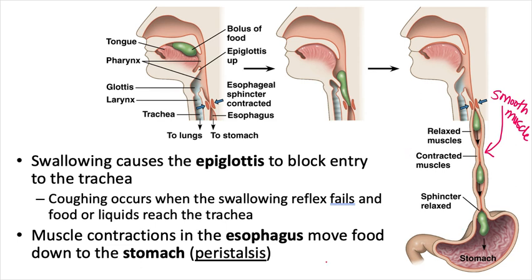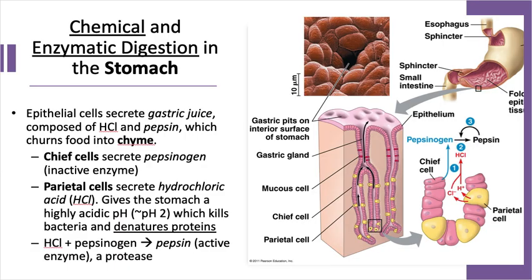And that smooth muscle contraction is called peristalsis. The food will enter the stomach through one sphincter called a cardiac sphincter. You don't need to know that for the test. And in the stomach, we're going to have some other processes. I'd like to focus on the chemical and the enzymatic digestion first.